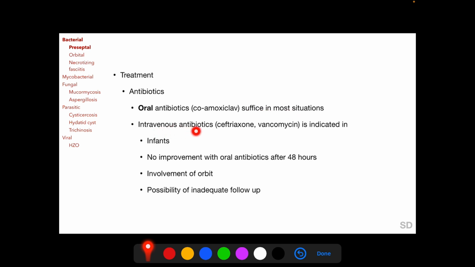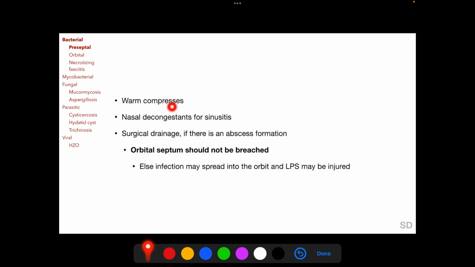However, intravenous antibiotics such as ceftriaxone and vancomycin is indicated in infants with preseptal cellulitis when there is no improvement with oral antibiotics after 48 hours, spread of infection to the orbit, and the possibility that the patient will not be able to follow up regularly. In addition, warm compresses, nasal decongestants for sinusitis can be instituted, and if there is an abscess formation, surgical drainage of the abscess is required for resolution of the infection.